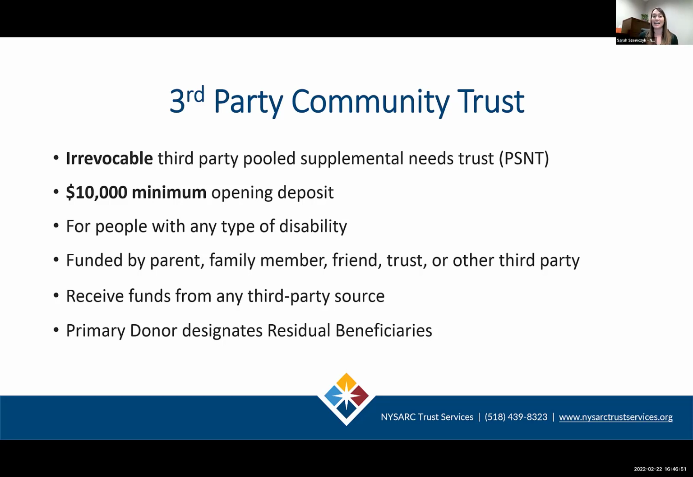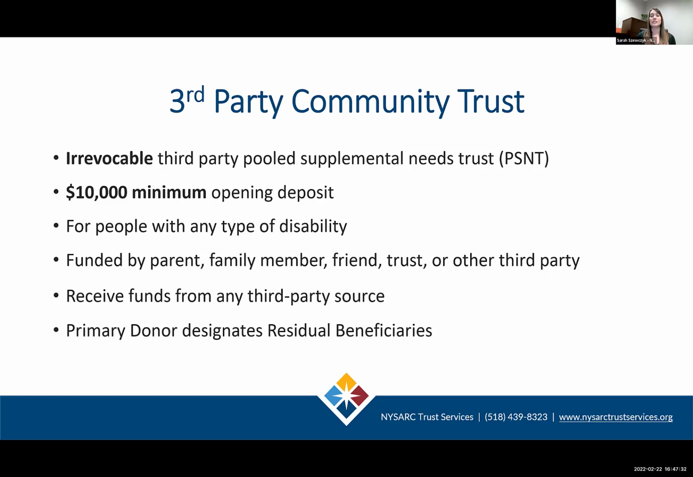And we are very excited to now offer a third-party pooled trust program, which allows us to expand our services to families of people with any type of disability. This is an irrevocable third-party pooled supplemental needs trust. It requires an initial opening deposit of $10,000. So that makes this very accessible to a family who has some money now that they would like to set aside for a loved one, but also for families who are planning for the future and may have a more modest estate.